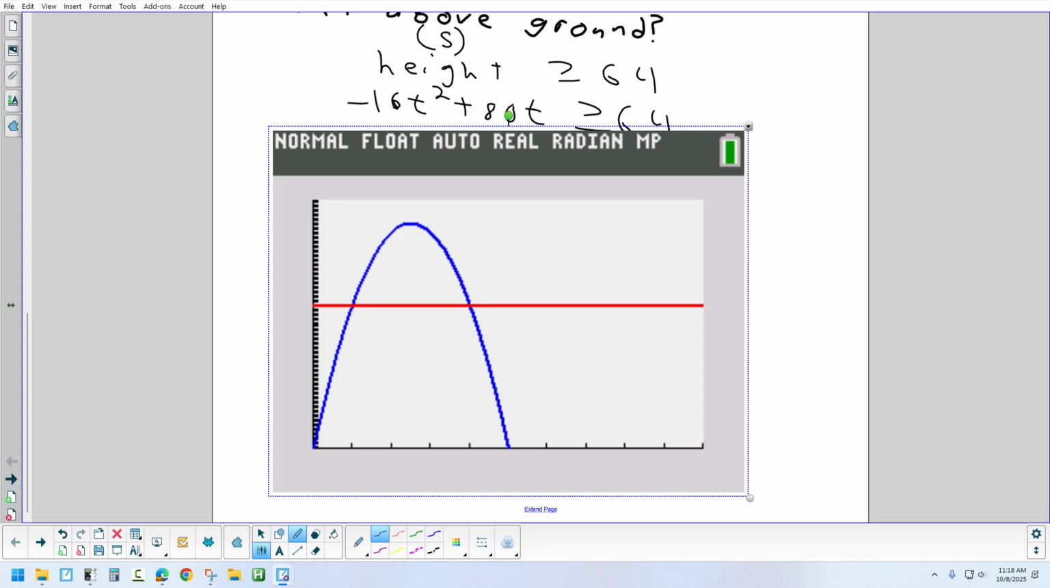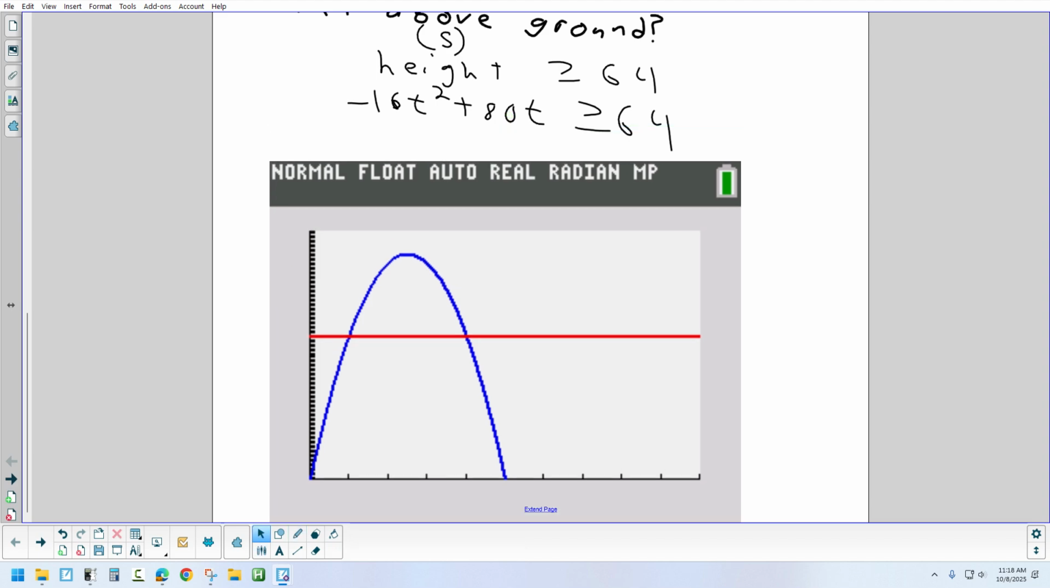Anything what? Above or equal to, right? Anything above or equal to 64. So that would be the top section of the parabola, from here to here. So we have to figure out when those x values occur.